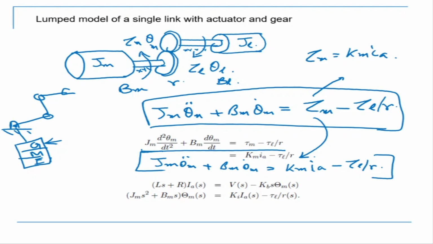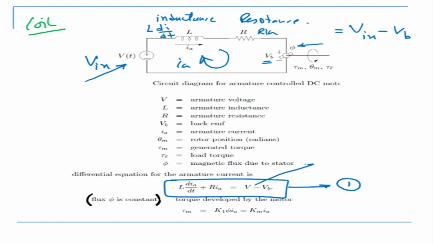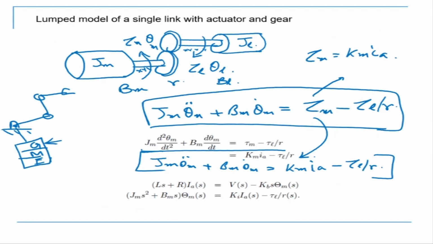Now taking the Laplace transform of the first equation. So I take the Laplace transform of this equation. So what do I get? I get Ls plus R into Is, which is equal to Vs minus Vbs. This can be Vm, we can call it, or this is the voltage in, or Vi. Okay, so this is what we get. So this is my first equation that I'm getting. Ls plus R into Ia is equal to V.